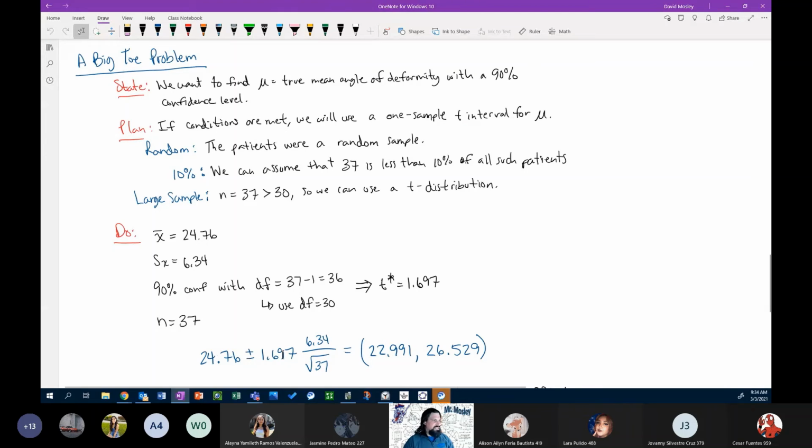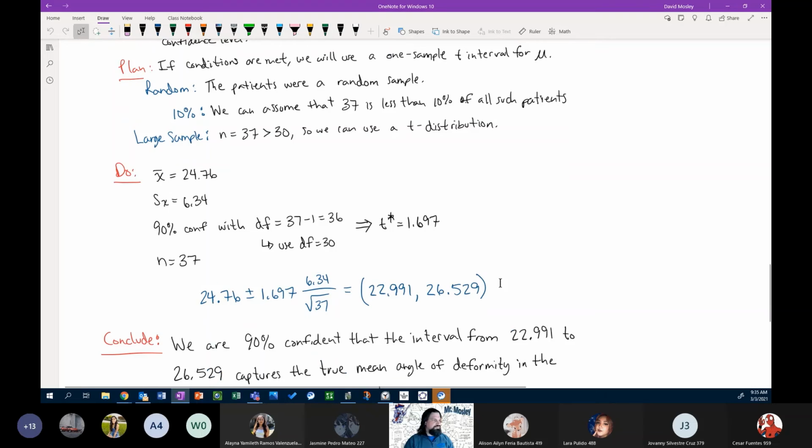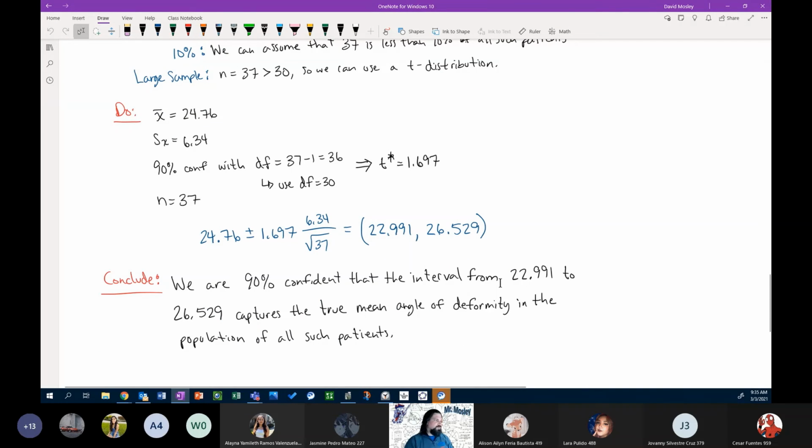X bar plus or minus t star times s sub x divided by the square root of n: 24.76 plus or minus 1.697 times 6.34 divided by the square root of 37, and when subtracting, we get 22.991, or if you want to round to 22.99, that's totally fine. And an upper bound of 26.529, or if you're rounding, 26.53 as the upper bound. All right, so this left-hand bound is from subtracting the margin of error. Right-hand side is adding the margin of error. And so then we can make our conclusion, right?